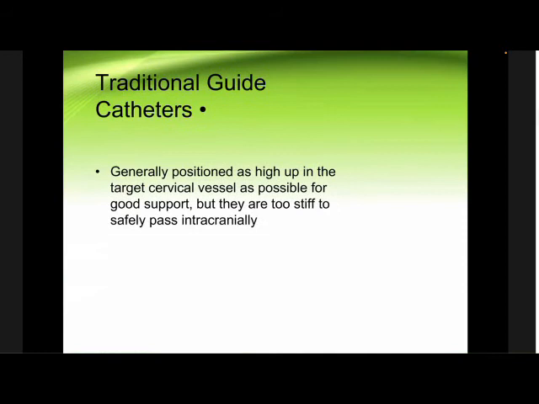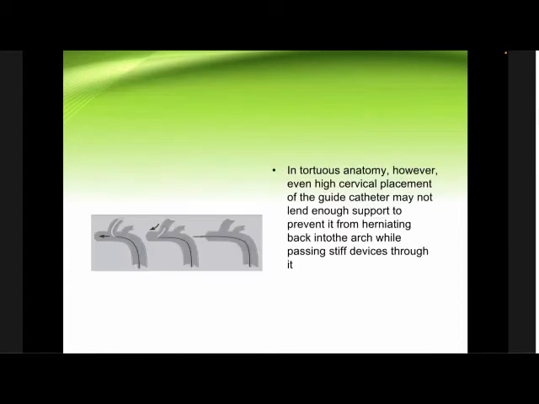So the guide catheters are classically divided into four: the traditional guide catheters, the guiding sheath, the intermediate catheters, and the distal access catheters. Traditional guide catheters are generally positioned high up in the cervical vessel, and they give good support. But they are too stiff to enter intracranial vessels safely.